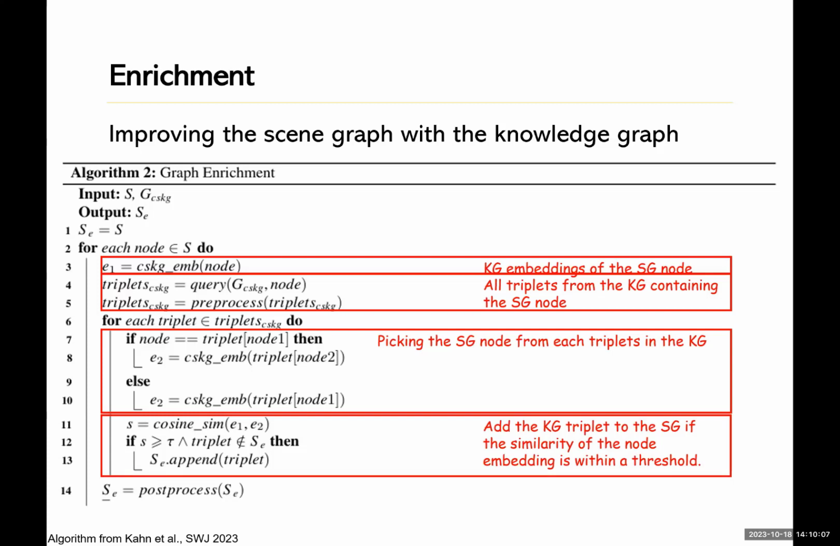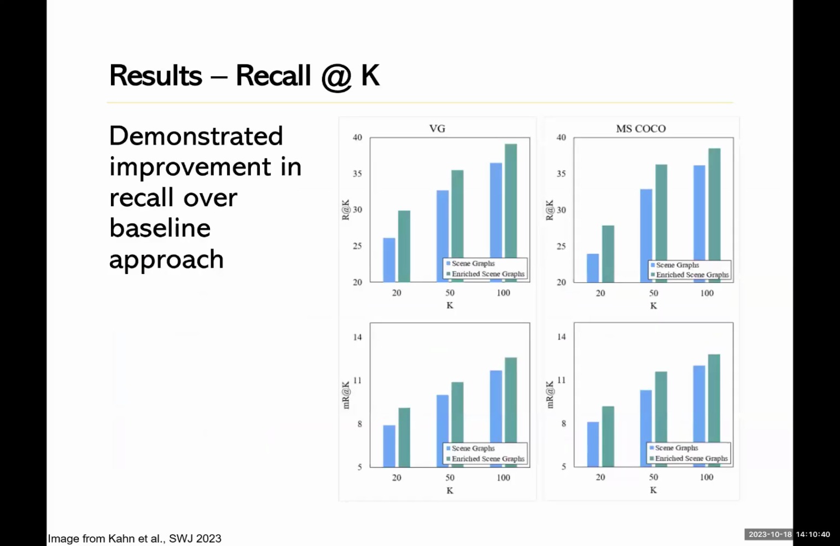And then we look at whether the cosine similarity between the two embeddings is within a threshold. Then what we're doing is we are adding the triplet from the knowledge graph to the scene graph. Because we know one of the nodes of that triplet is already in the scene graph. So we're adding this new edge and potentially a new node to the scene graph. It's pretty straightforward. But the results are pretty interesting.